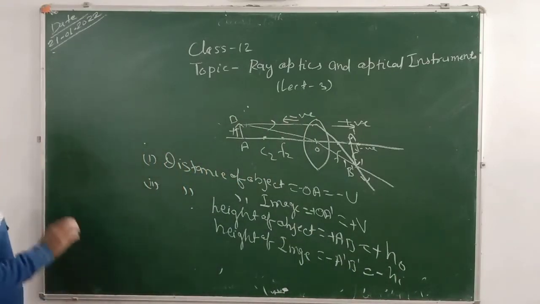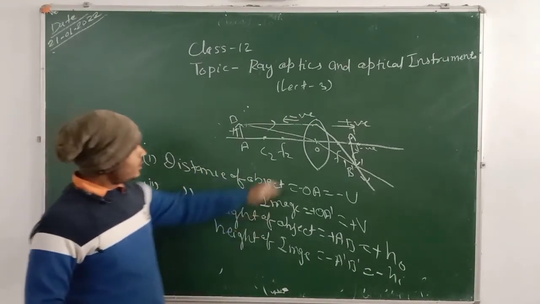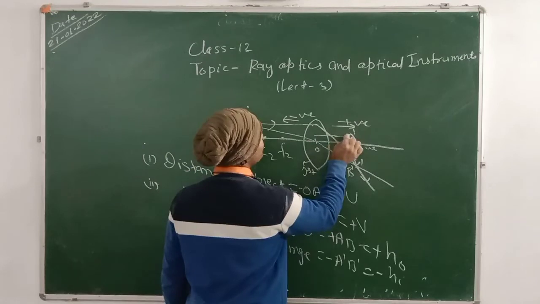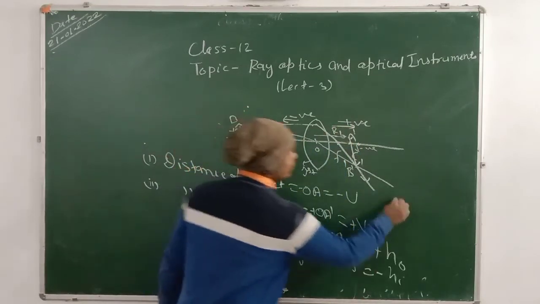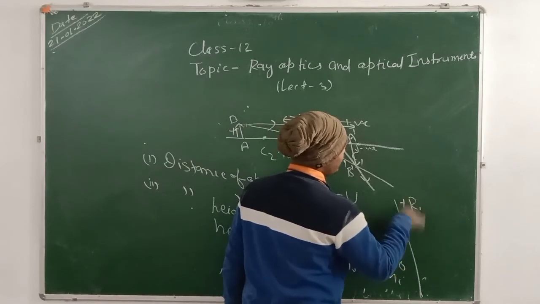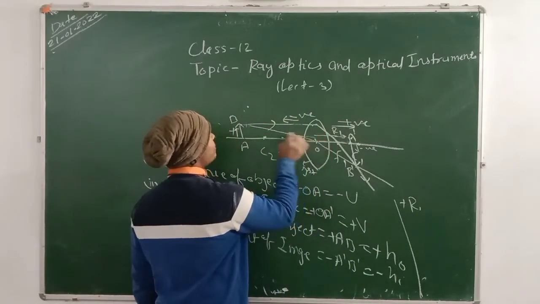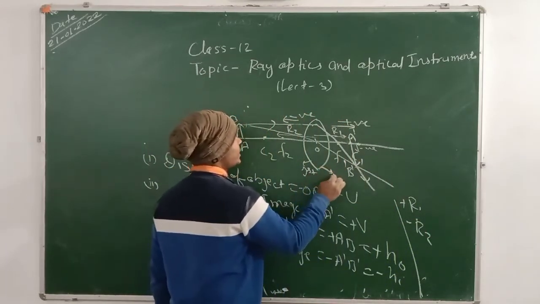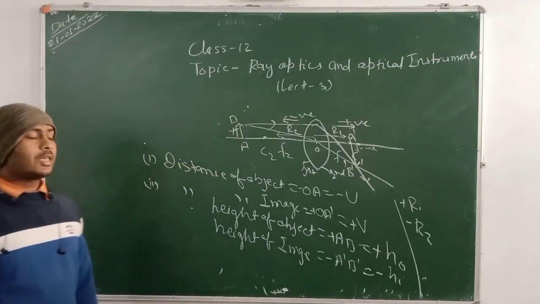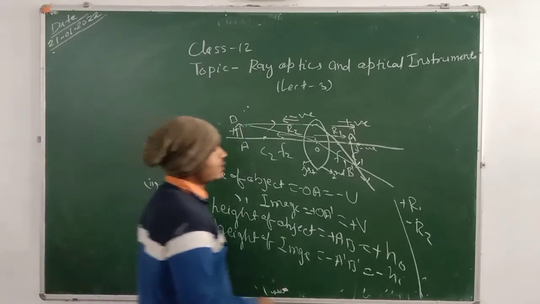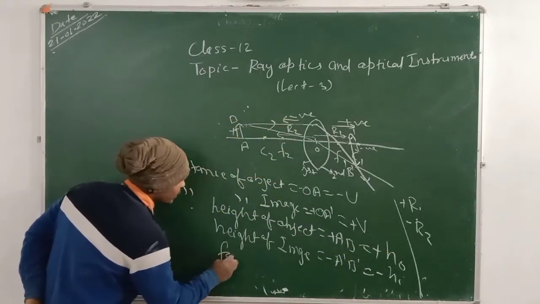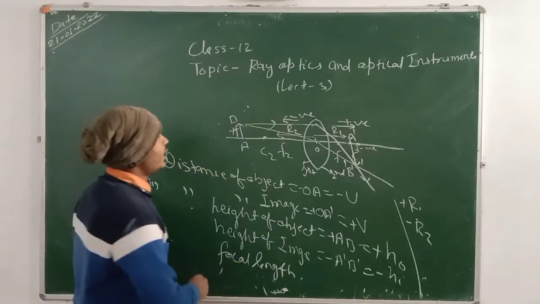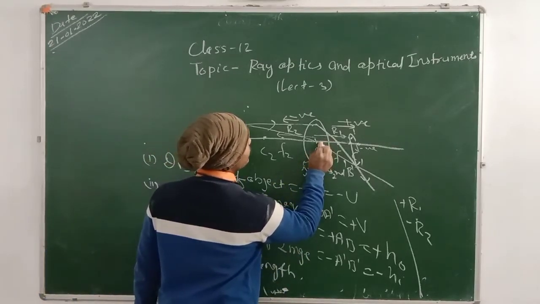Now look here. What will be radius of curvature of the first surface? It is your first surface. So this will be your radius of curvature R. So radius of curvature R1 will be positive, and what will be radius of curvature for the second surface? It is in this direction, so R2 will be your negative. It is first surface, and it is your, let us say, second surface. Is it clear? And what will be focal length in this case, my dear student? If I am talking about focal length, what will be focal length? Focal length will be this distance.